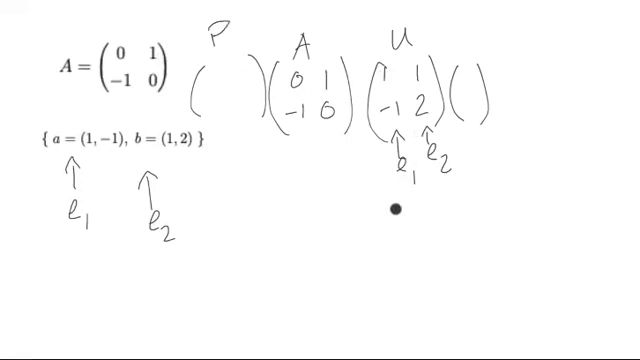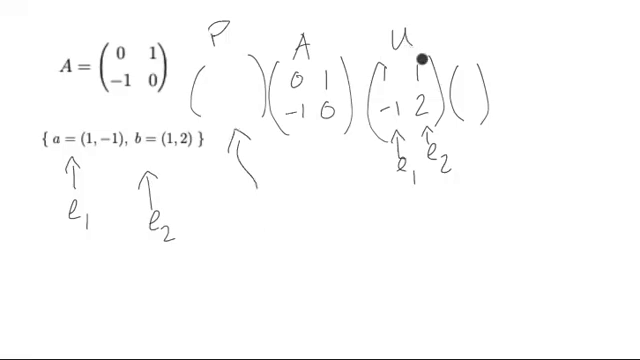You could write this as U inverse A, or you could write it as P inverse. It doesn't quite matter which way you want to write it, but it means the same thing, and it produces the same result. So that is the linear transformation in AB coordinates.